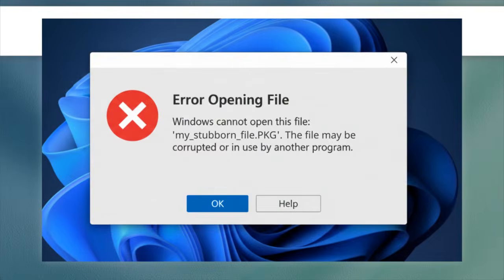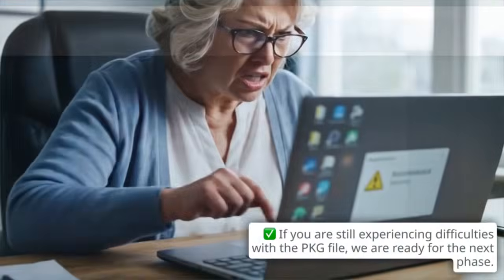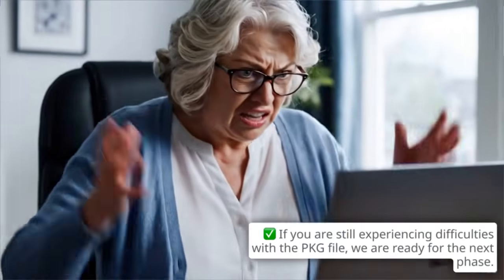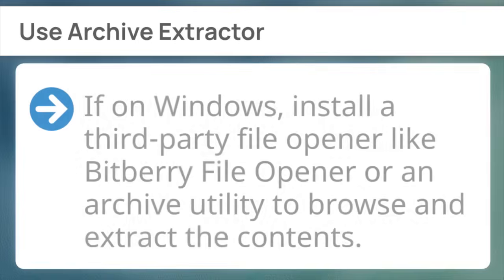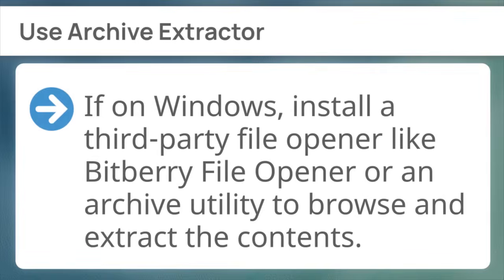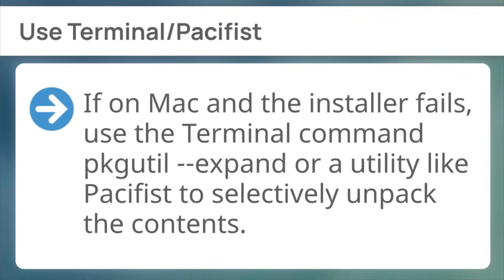If your PKG file is not opening yet, that is normal. It's typically one of three basic reasons. Here is a simple breakdown of the common culprits and how to check them. First, use macOS Installer. If on a Mac, simply double-click the PKG file to launch the macOS Installer utility and follow the installation steps. Next, use Archive Extractor. If on Windows, install a third-party file opener like Bitberry File Opener, or an archive utility to browse and extract the contents. Finally, use Terminal Pacifist. If on Mac and the installer fails, use the terminal command pkgutil --expand, or a utility like Pacifist to selectively unpack the contents.